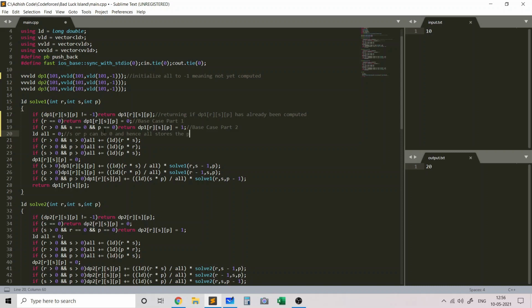Now, in the case that S or P can be 0, this stores the possible meeting points for two individuals whose species counts are not 0.